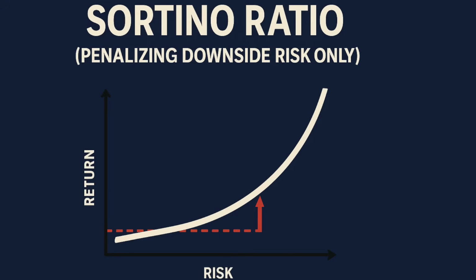The next one I would like to cover is the Sortino ratio, penalizing you only for the downside risk. Sortino is like Sharpe's smarter cousin.